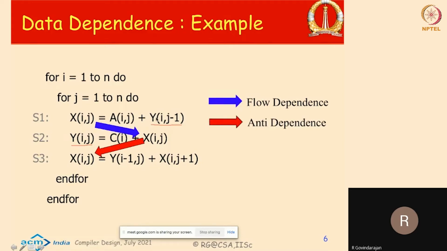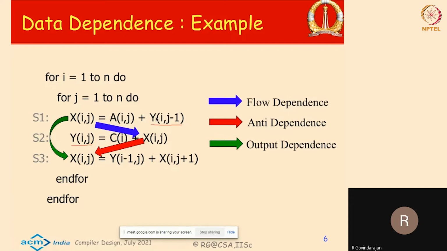Okay, now let's look at this anti-dependence from x of ij in statement S2 to the statement S3. Again, this happens in the same iteration, because they both happen in the same ijth iteration. And this is an anti-dependence. And of course, likewise, there is an output dependence also from S1 to S3.